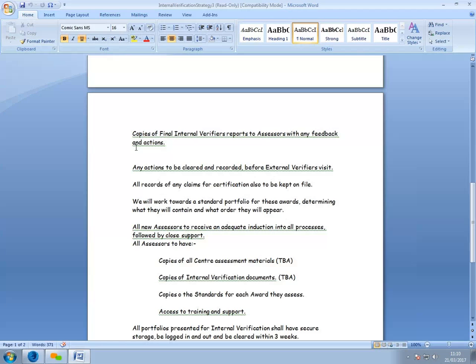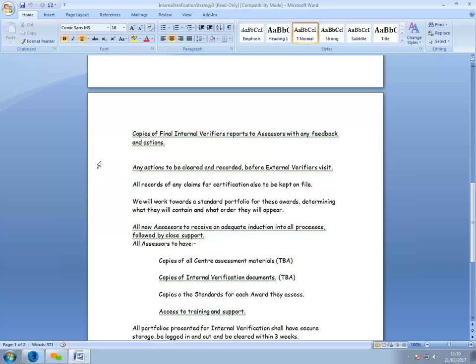If it's a final internal verification report, it shouldn't have any actions, because there would obviously be something that needs to be signed off. It may be something very small, like the assessor needs to get some signatures on something. Again, documentation has to be auditable. So when people have completed things, they need to be signed and dated by both the candidate and the assessor. Then you've got an auditable document. Any actions must be cleared and recorded before the external verifier is presumed.